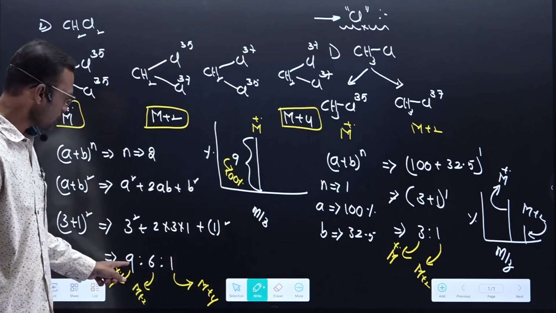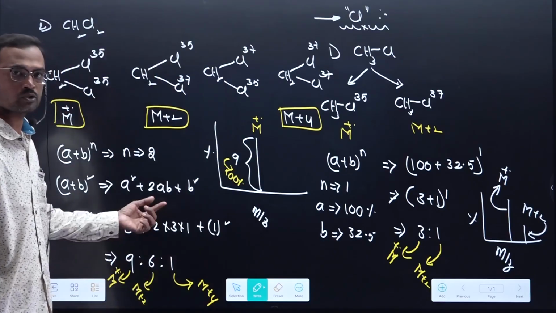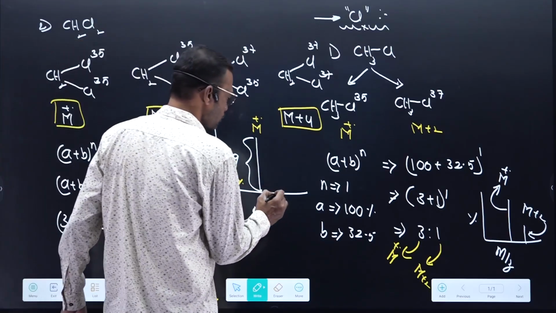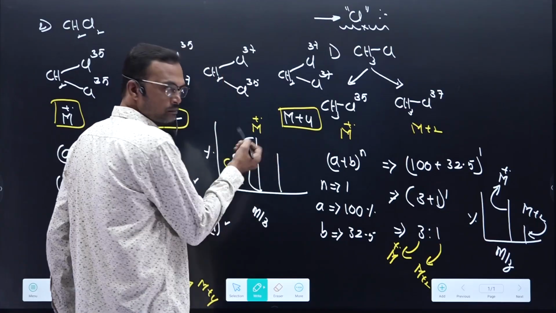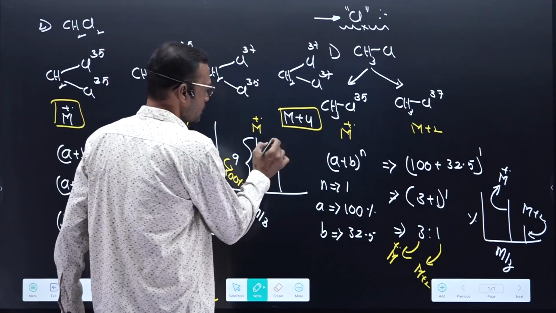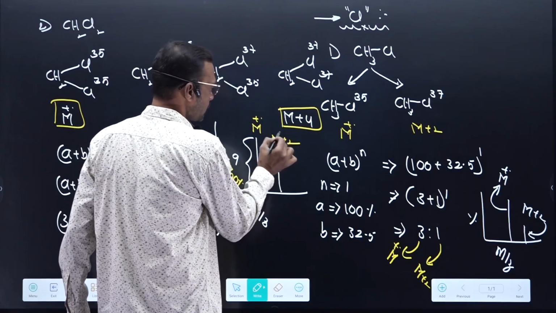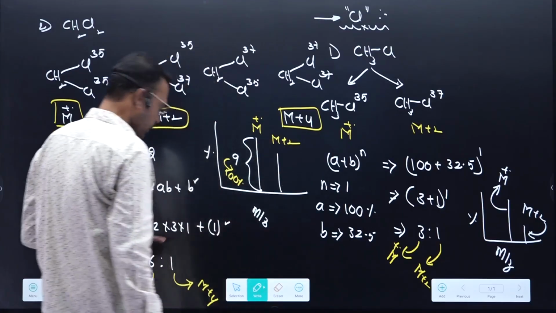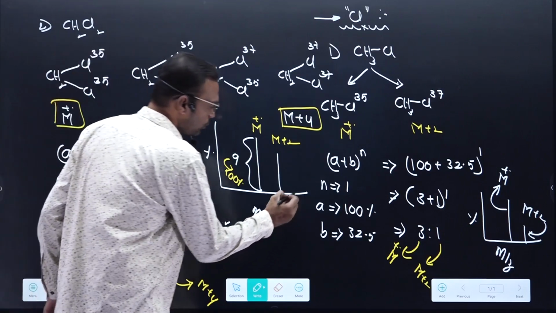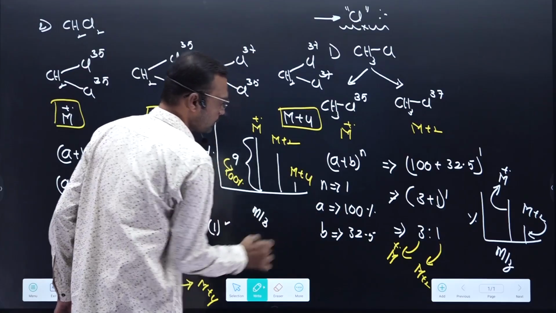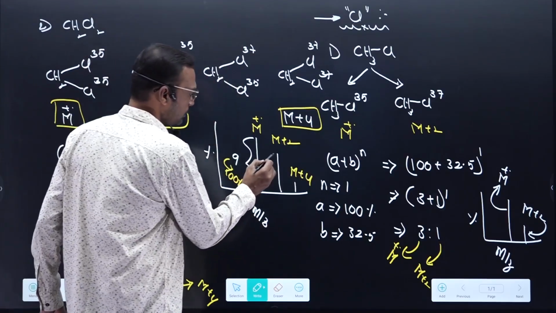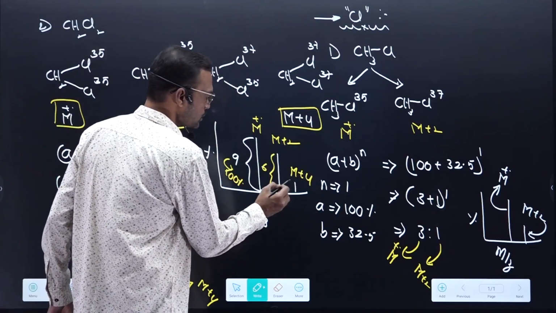Then what about 6? If 9 is 100%, 6 is very close to 9, so this will be over here. It is not 50%, it is more than 50. So I can say this is the M plus 2 peak intensity. Now this is 1, meaning it is very low. I can write over here, this is the M plus 4 peak. So this is 9, this is 6, and this is only 1.